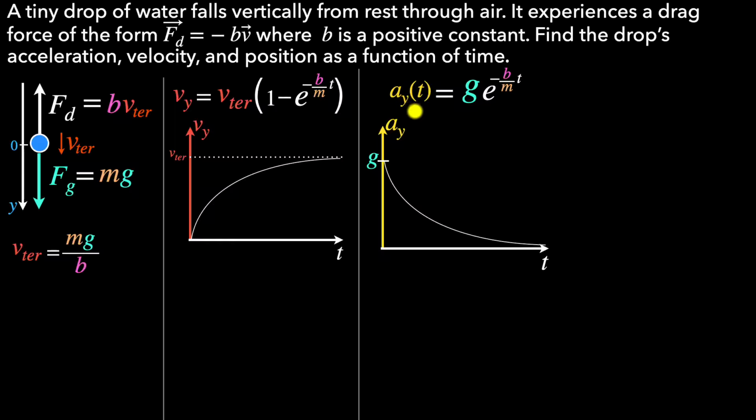The last thing for us is to find the position function. How do we find the position function? Well, we know the connection between position and velocity. Velocity is the rate of change of position, so we can plug in for v as dy/dt, and then we get another differential equation, and then we can try to solve that differential equation.